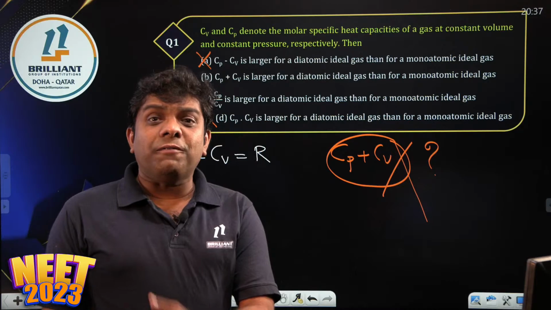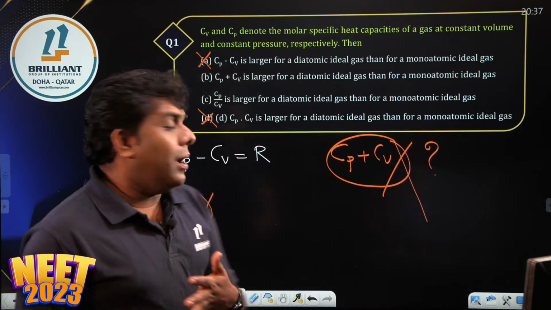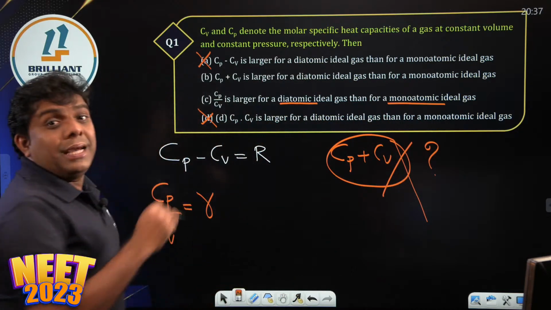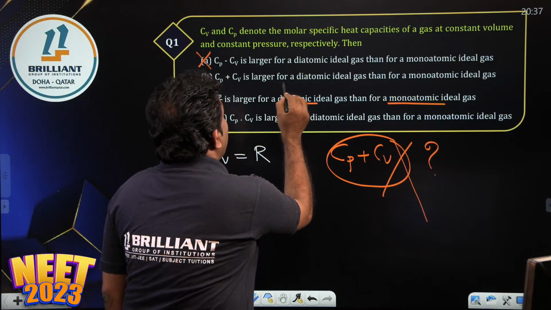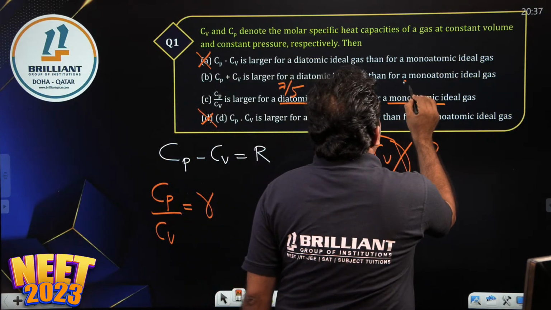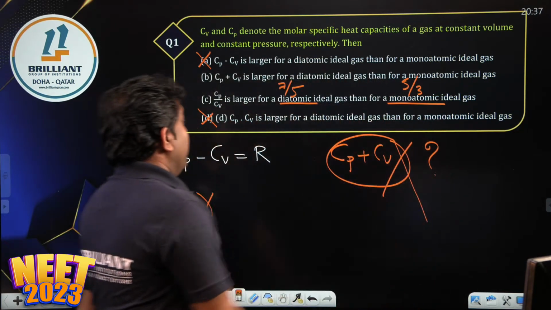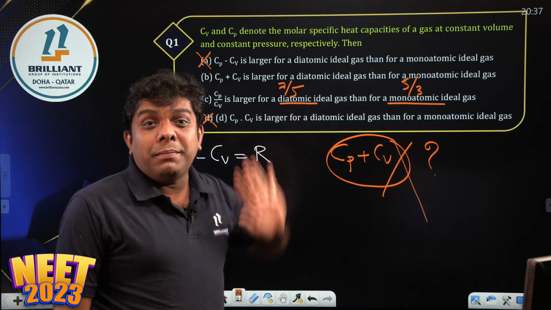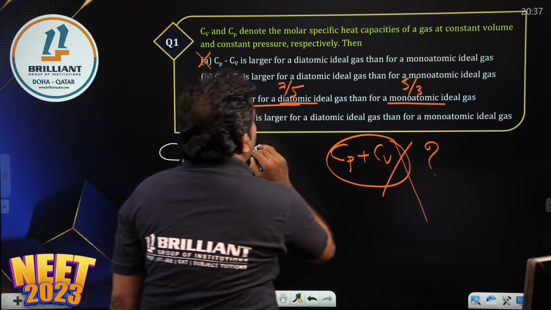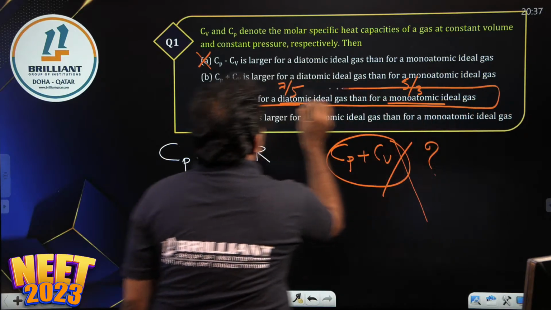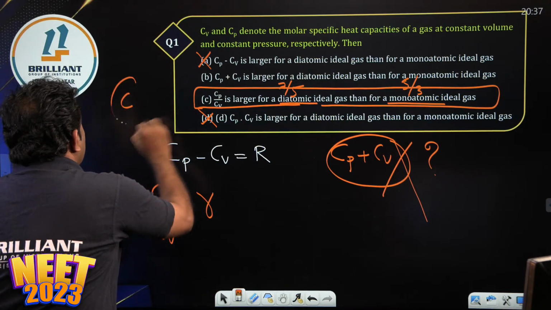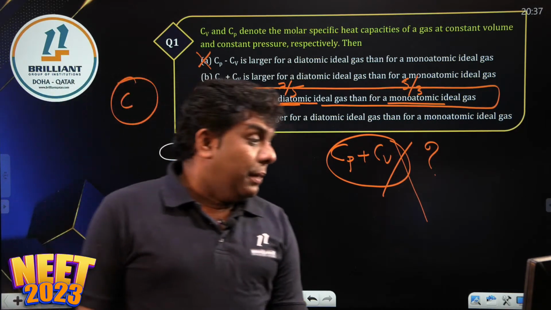This ratio of specific heats, gamma, we studied for diatomic and monoatomic gases. For diatomic, what is the gamma value? Gamma is 7 by 5. For monoatomic, what is the gamma value? That is 5 by 3. So 7 by 5 is more than 5 by 3, and the picture is clear. Cp by Cv is larger for a diatomic ideal gas than for a monoatomic ideal gas. So the right option is option C.